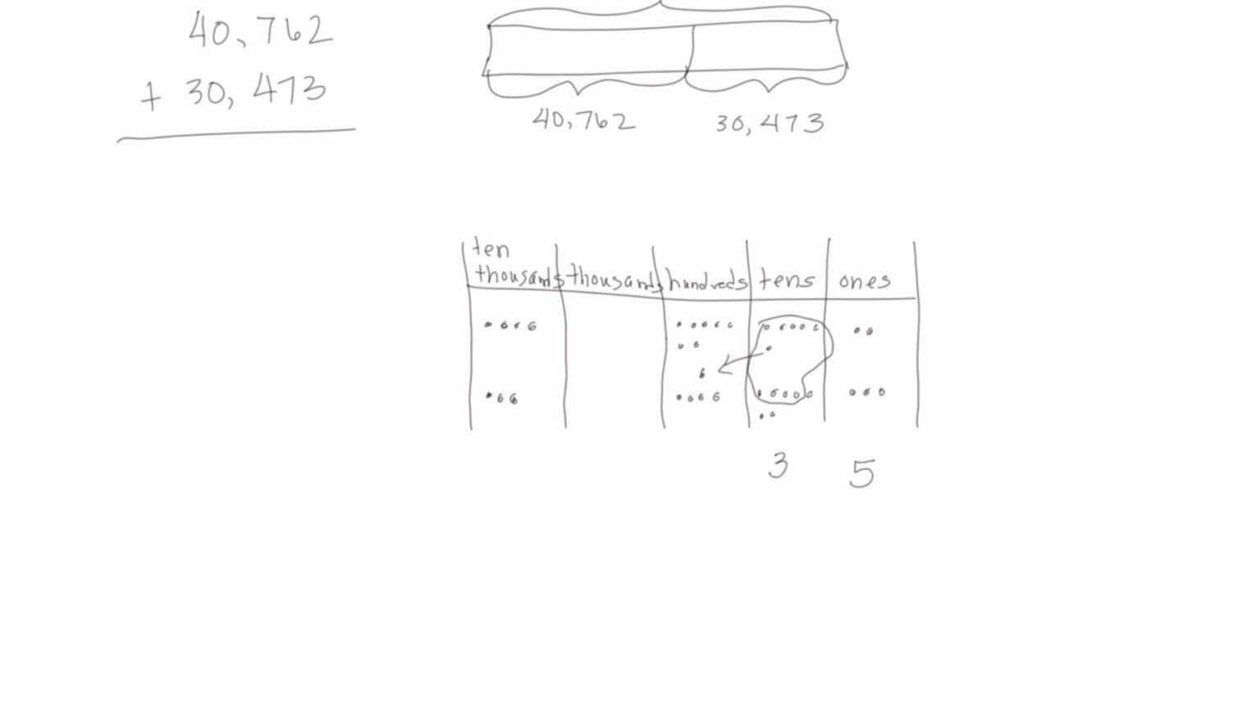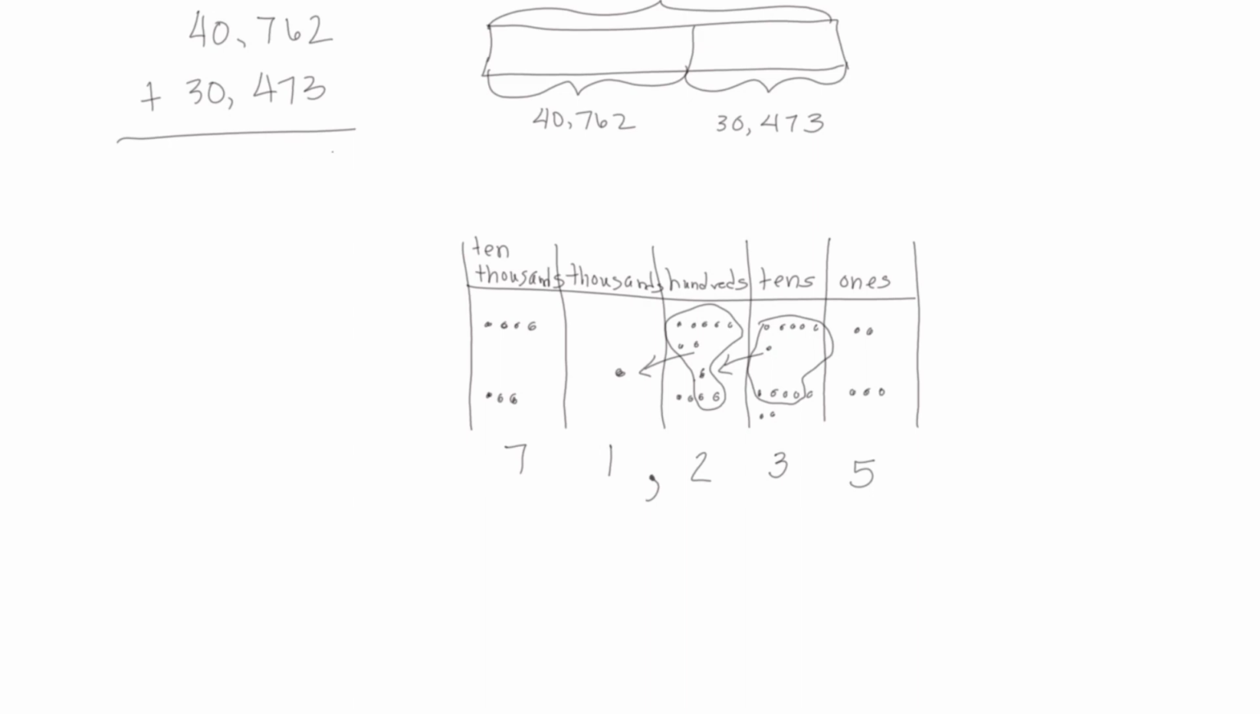Then here I have 7, 8, 9, 10 hundreds that I can exchange for 1,000, leaving me 2 hundreds. I now have 1,000, and I have 7 10,000s. So now I've written this in standard form, and my solution is 71,235.